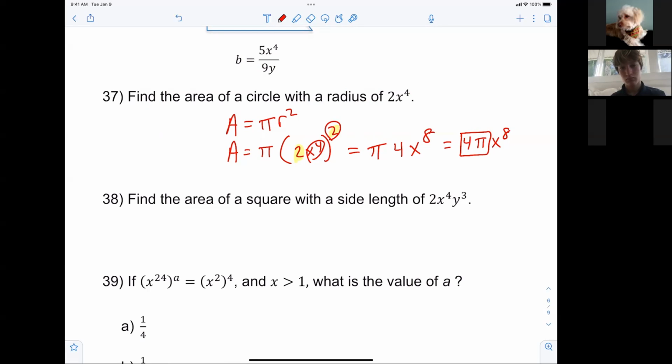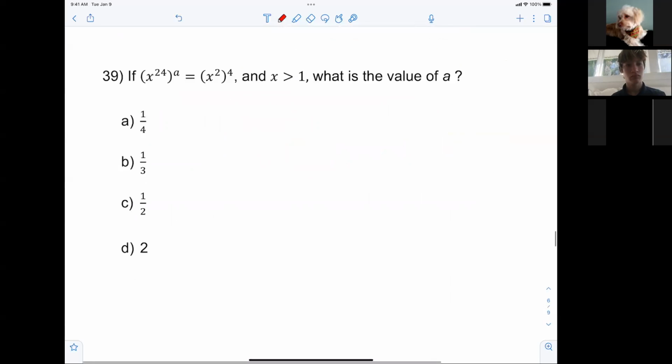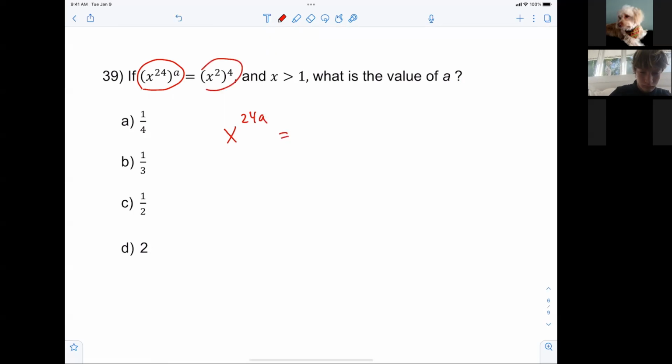Can you do the one above it? I can do them all. But here we go, 39. All right. So power to power, what's the rule here? So that's x to the 24a equals, what would the right side of the equation be? 8. X to the what power? 8. So now how do I figure out what a is?